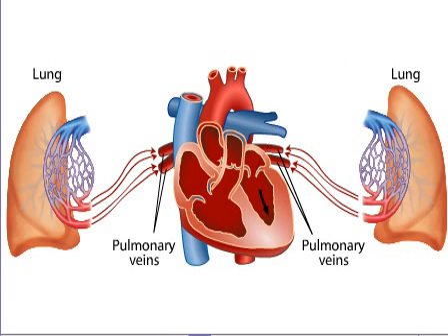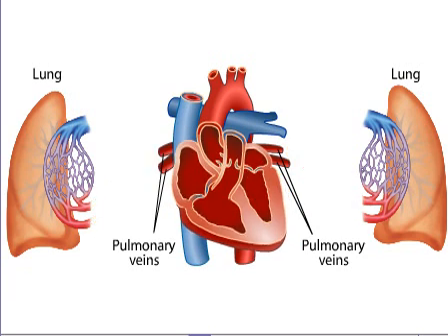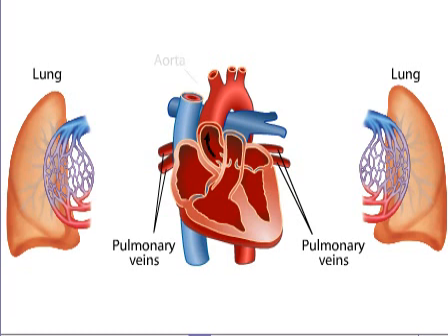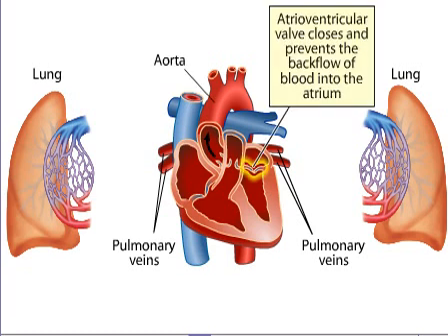After a slight delay, the ventricle contracts. The contraction forces the blood to exit into an opening that leads to the largest artery in the body, the aorta. The atrioventricular valve closes and prevents the backflow of blood into the atrium.